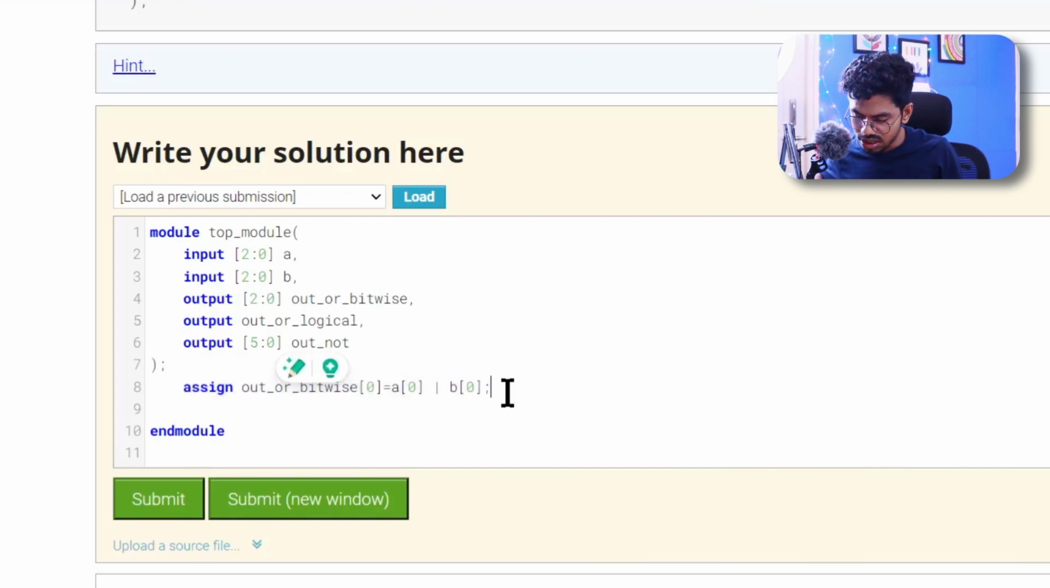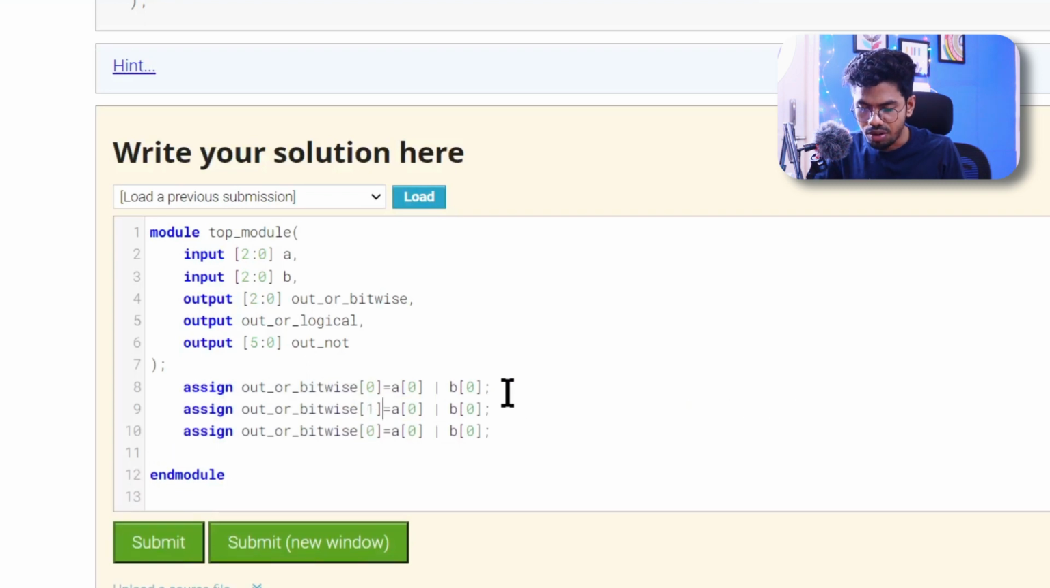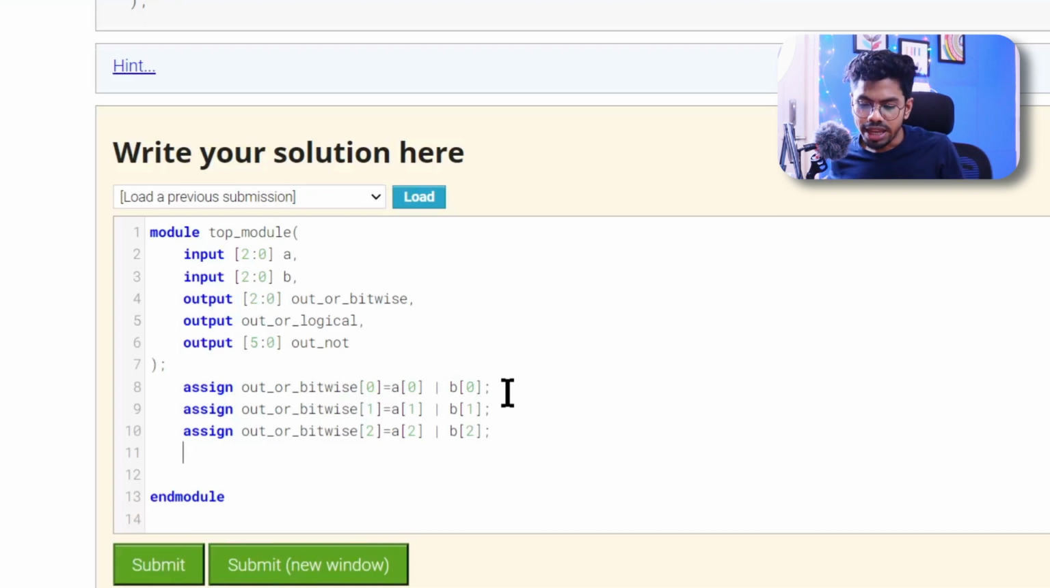So I will do the same thing for the others. So our second bit will go to second of A and second of B, and the third one will go to third of A and third of B, right? Now here I have one question, but for now let me hold the question, I'll tell you afterward. Okay, so that's one thing, and then we need to do this one, logical one. So for logical one I'll write assign, and then I'll just write A, and for logical I'll use it twice, and then B, and then semicolon.